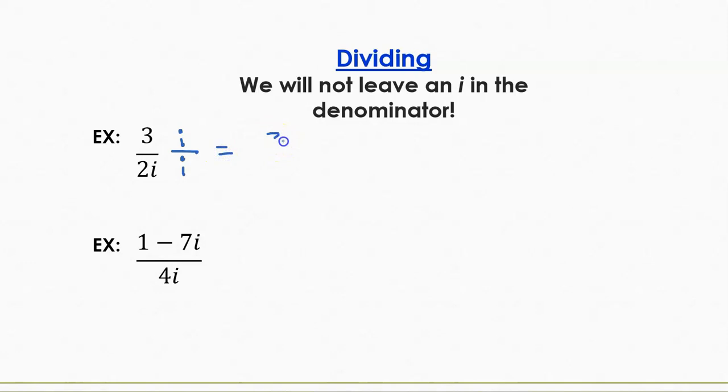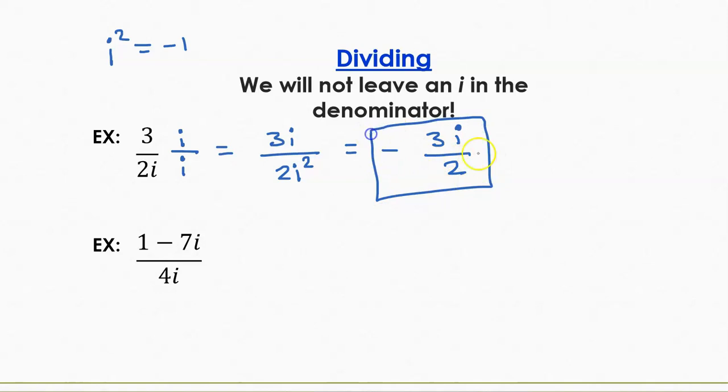So that will give me 3i divided by 2i squared. But we know that i squared is equal to -1. So this i squared is going to become a negative sign, which I'm just going to put in the front. So now I have -3i over 2. Okay, that's it. We'll do the same thing for the second example.